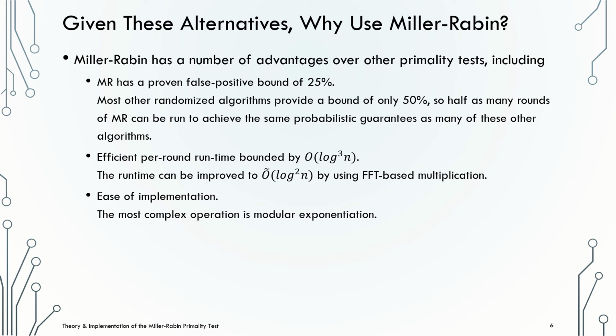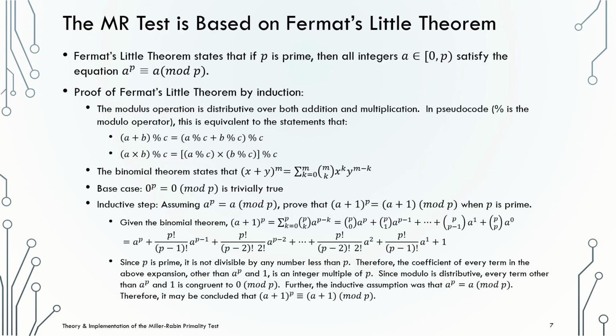The runtime is bounded by log cubed of n. If you use fast Fourier transform-based multiplication, you get that down to soft O of log squared of n, where soft O basically ignores the factors that are much smaller than log squared of n. And the final advantage is ease of implementation. The most complex operation in Miller-Rabin is modular exponentiation, which is fairly straightforward to implement.